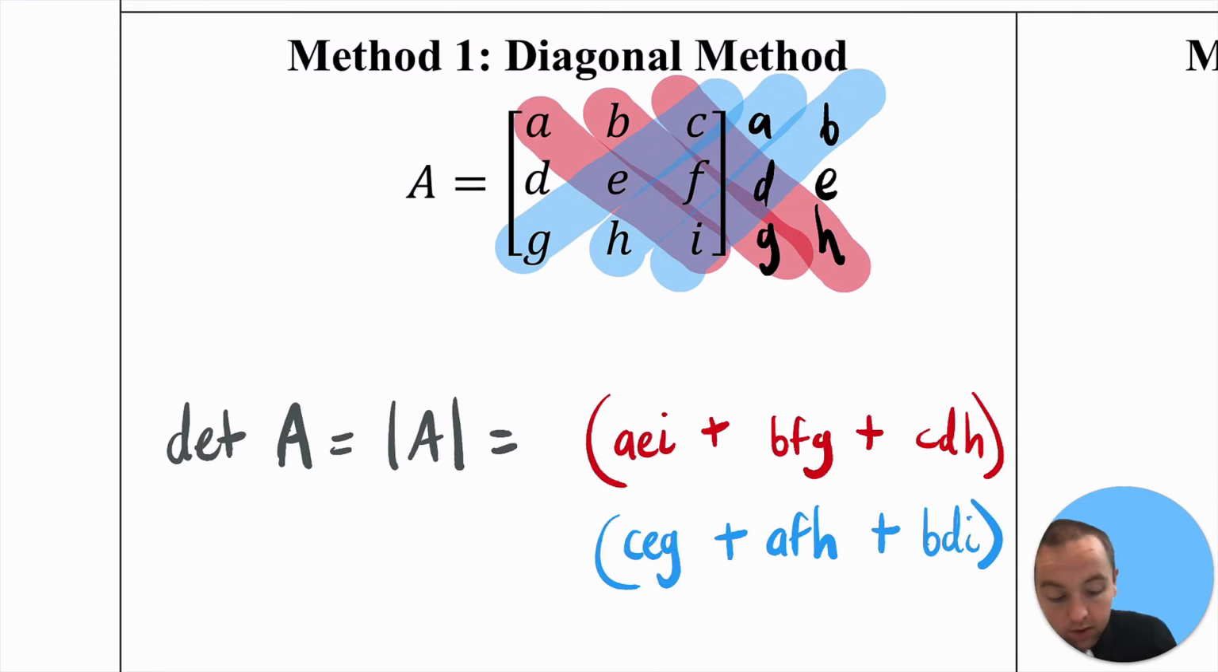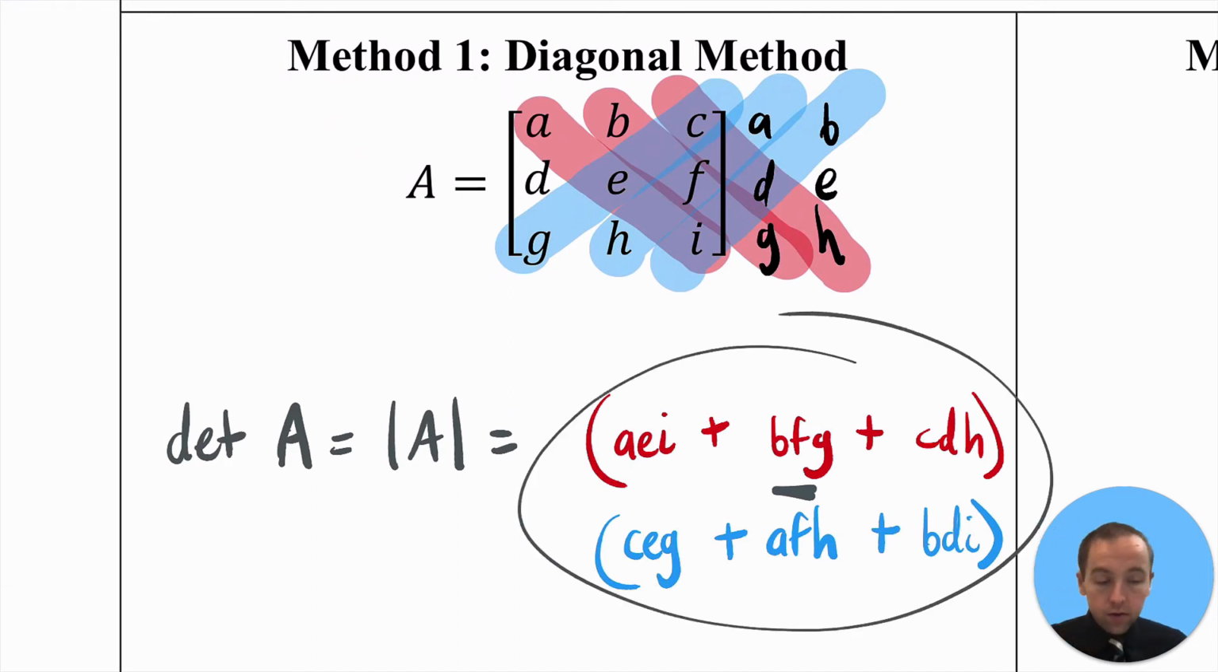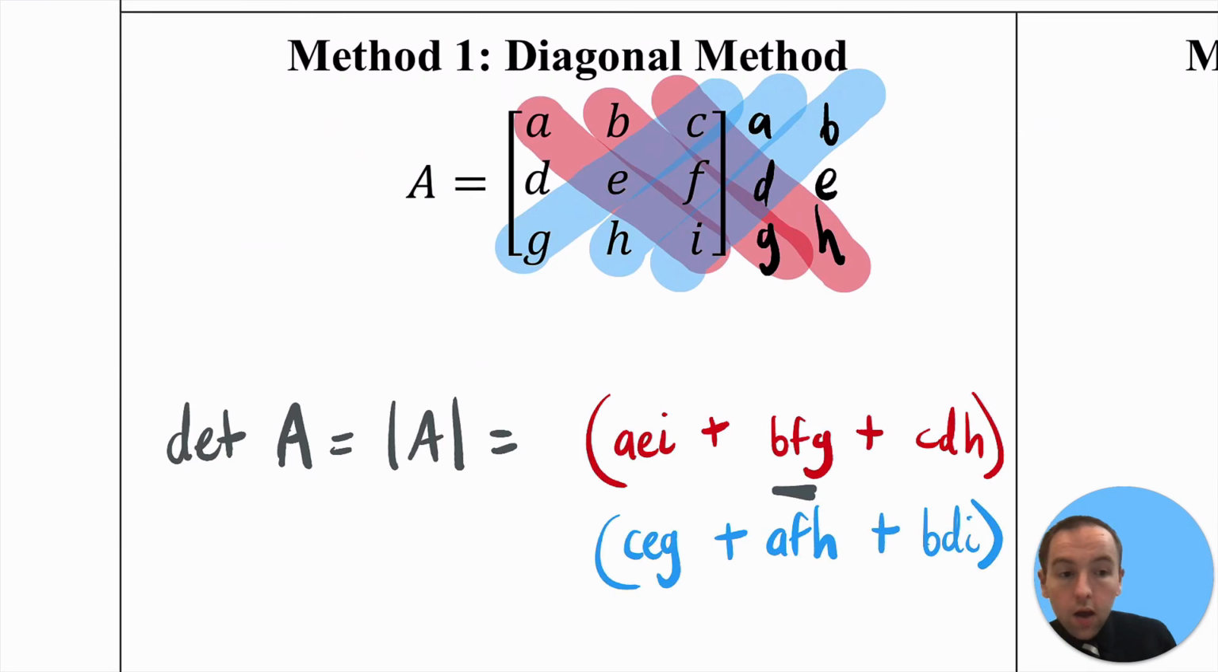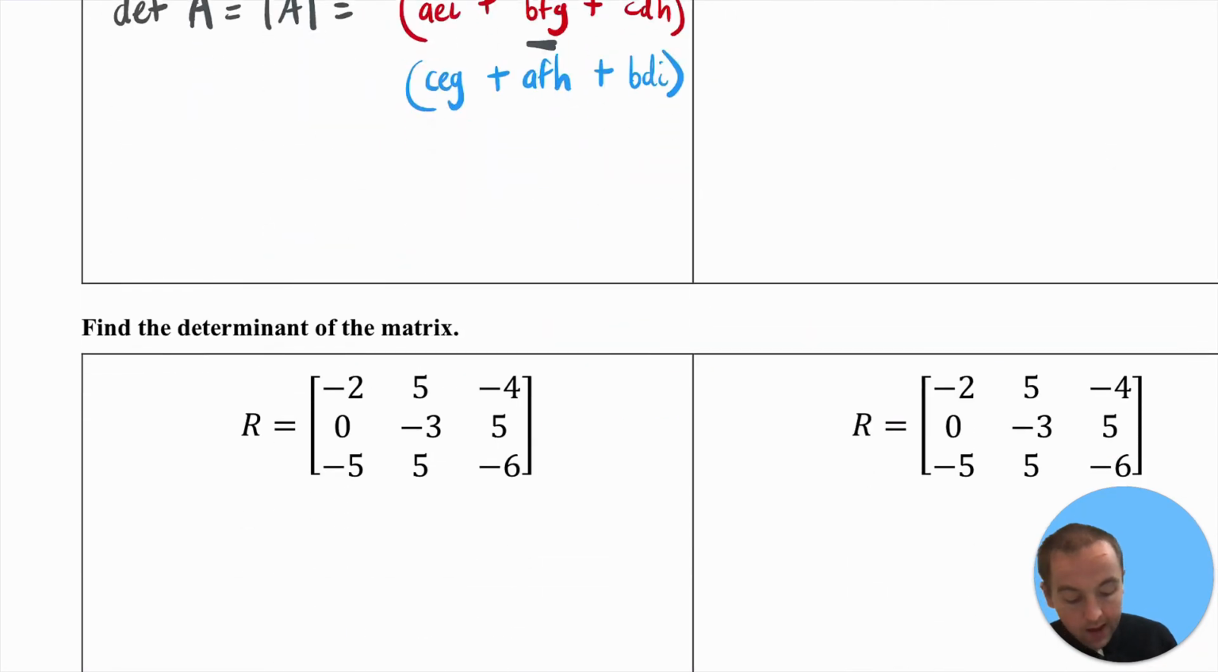And then just like we did with the 2 by 2 determinants, you'll subtract. So you'll get your red total number, and then you'll subtract the blue total number from that. And whatever that amounts out to be, you're going to get a final number answer, and that's the determinant of that matrix. So let's see how that actually works with actual numbers.